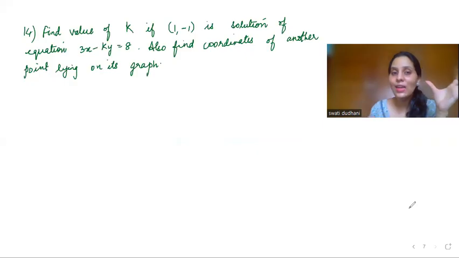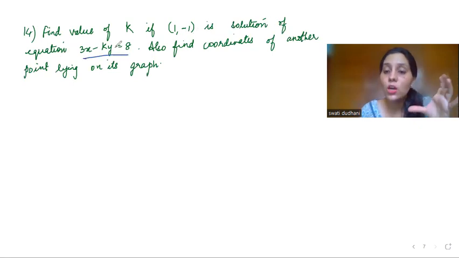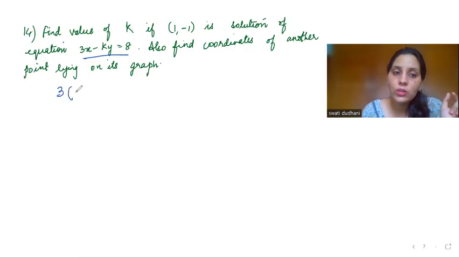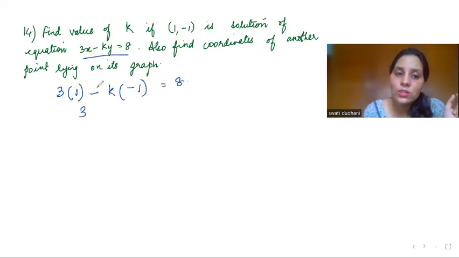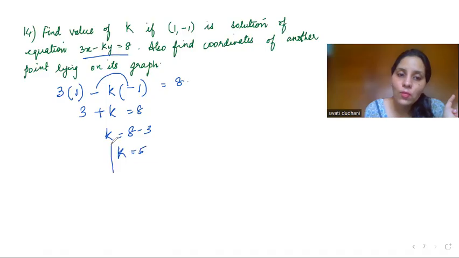Now coming to the last question: find the value of k if (1, minus 1) is a solution of the equation. These are very easy. Solution means you will just substitute that value in the equation. So 3 into x, which is 1, minus k into y, which is minus 1, equals 8. So 3 into 1 is 3, minus into minus gives plus k, equals 8. So k is 8 minus 3, k equals 5. So the value of k is 5.